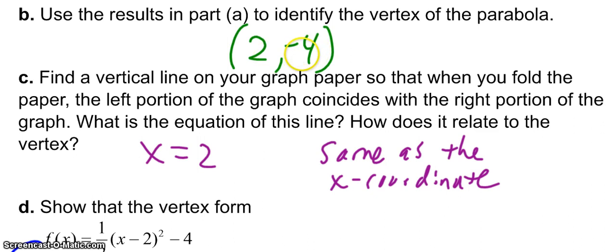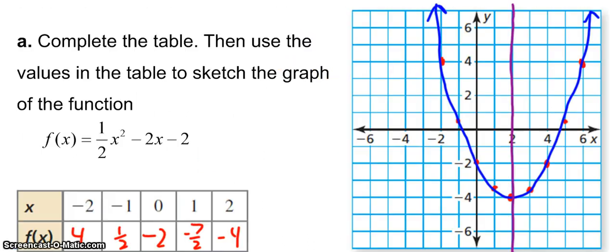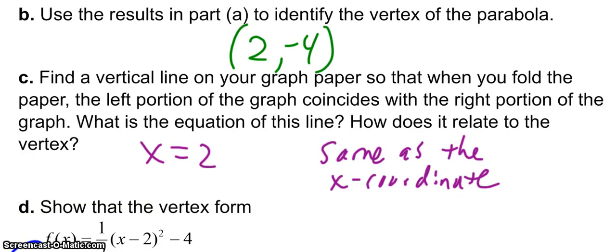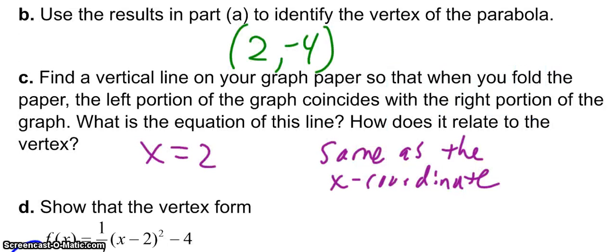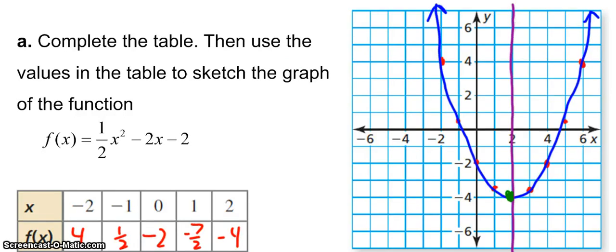Alright, so hopefully you got that the vertex is the point (2, -4). And how did I get that? I looked at the lowest point on the graph, and that is (2, -4). Now, for the next part, find this vertical line, right? Well, I looked at the graph, and I noticed that if I draw a vertical line here, and take the right-hand side and fold it over that vertical line, it should land on the left-hand side.